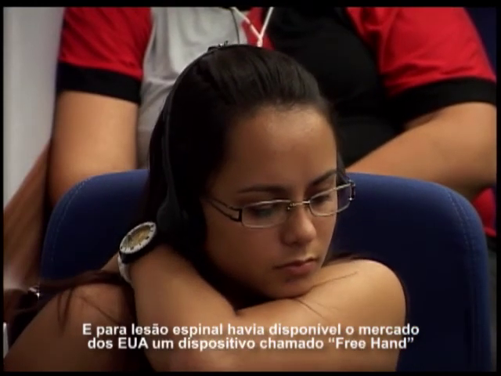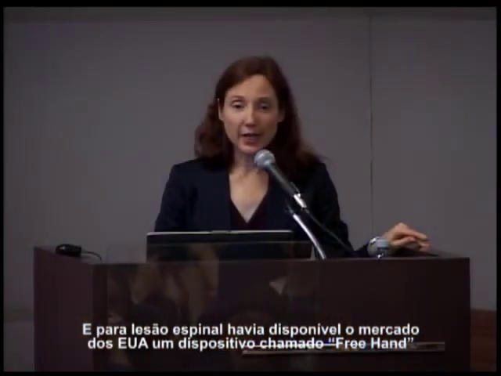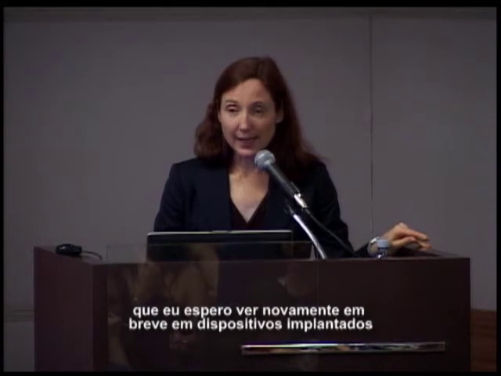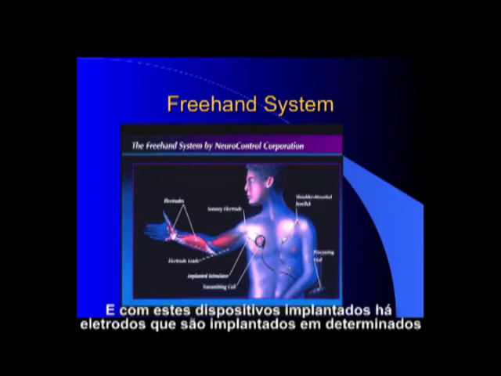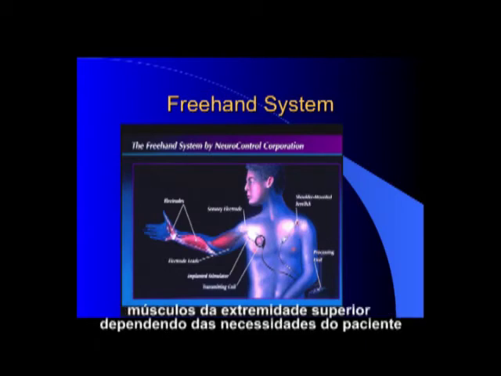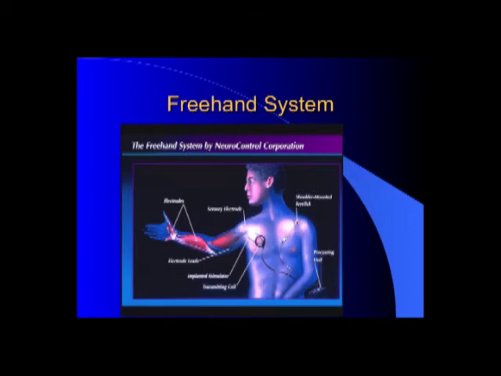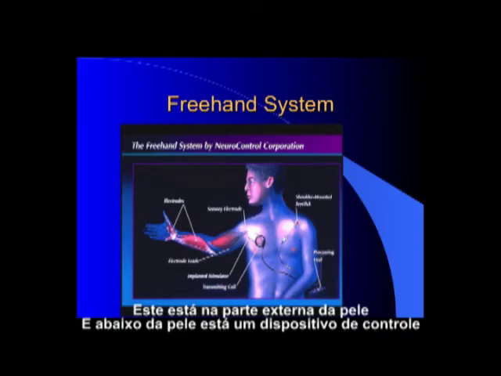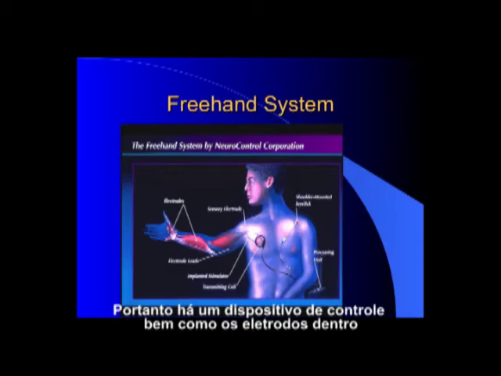And then in spinal cord injury, there's a device that was on the market in the US called the Freehand that we hopefully will be seeing again soon. That's an implanted device. With this implanted device, there are electrodes that are implanted to certain muscles in the upper extremity, depending on the patient's needs. And this little coil here, this is on the outside of the skin. And underneath this, in the skin, is a control device. So there's a control device as well as electrodes inside.